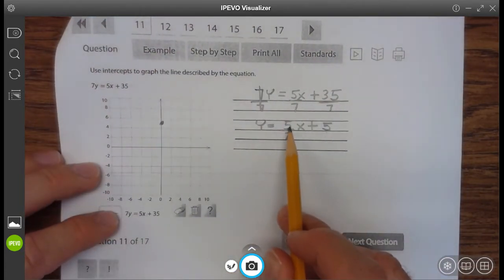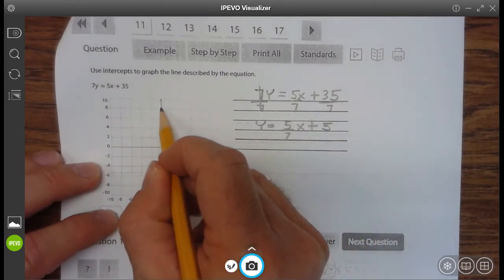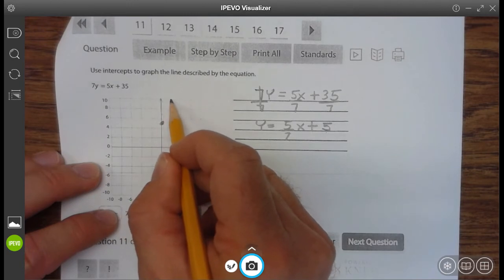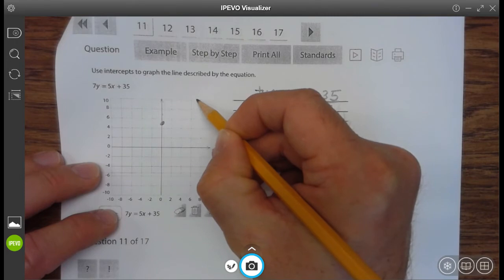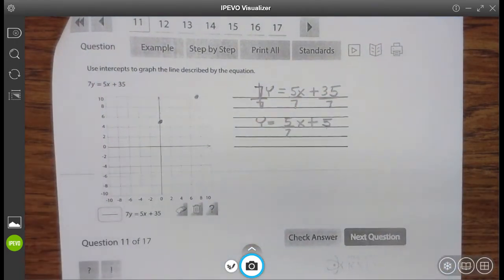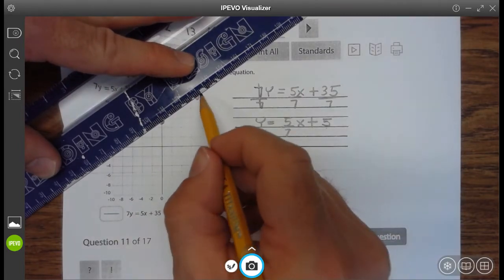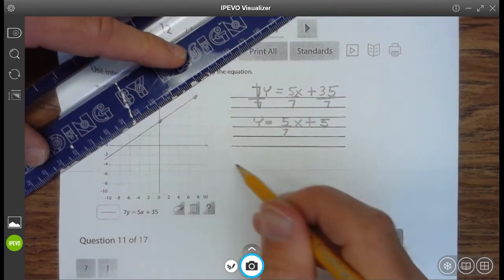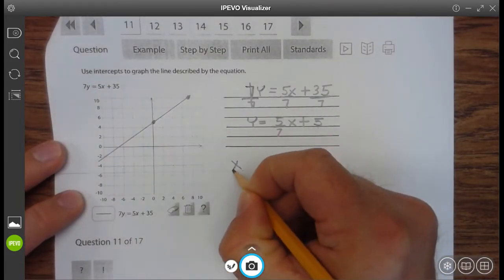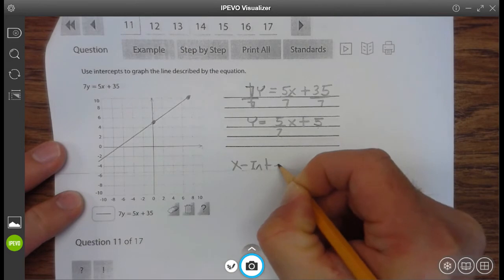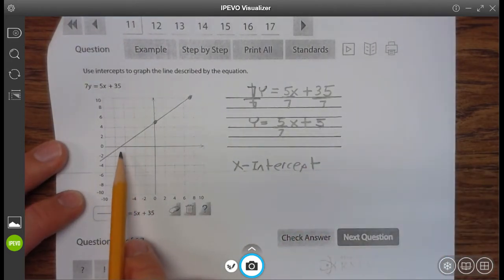Now our slope tells us we go up 5 to the right 7. So we go up 1, 2, 3, 4, 5 to the right 1, 2, 3, 4, 5, 6, 7. And we draw a line. Now, we're about to talk about our x-intercept. It looks like our x-intercept is negative 7, 0.